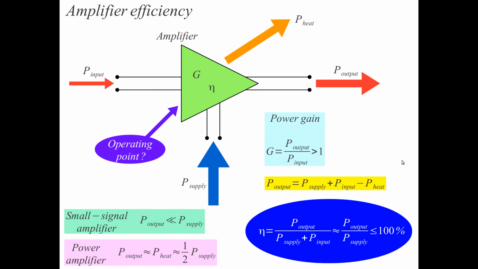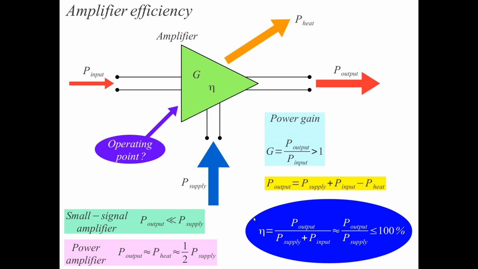For most of our amplifiers, the efficiency is in the range of 50%. So the power transformed into heat is about equal, the same order of magnitude as the useful signal output power. So this is around 1/2 of the supply power.